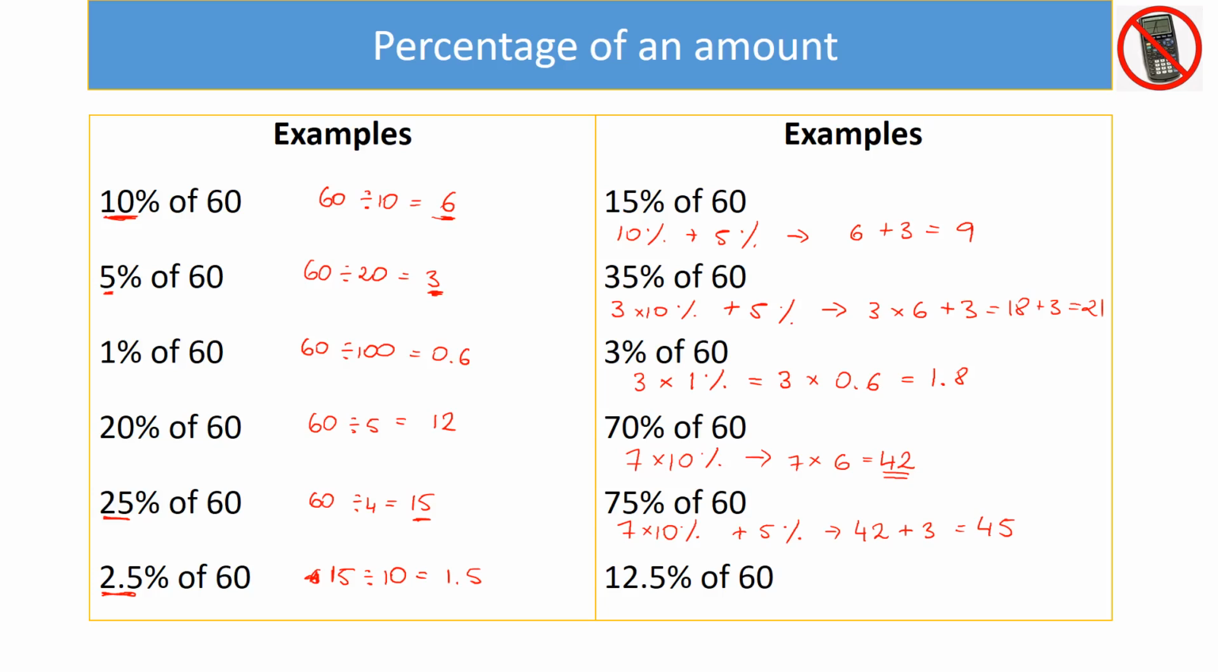And one more. I've got 12.5% of 60. So I can do this by working out 10% and then 2.5%. Now I know that 10% is 6, 2.5% is 1.5, so the answer is 7.5.